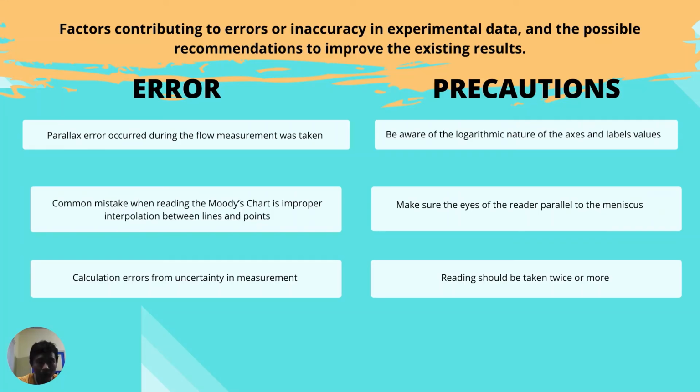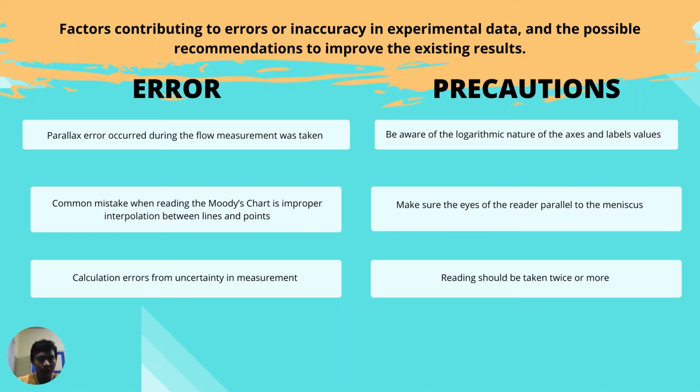When we do our experiment, we have to identify the factors contributing to error or inaccuracy in our experiment data, so that we can improve the result that we obtain. The error that may occur is, first, parallax error during the flow measurement. Second, the common mistake when we read the Moody chart.